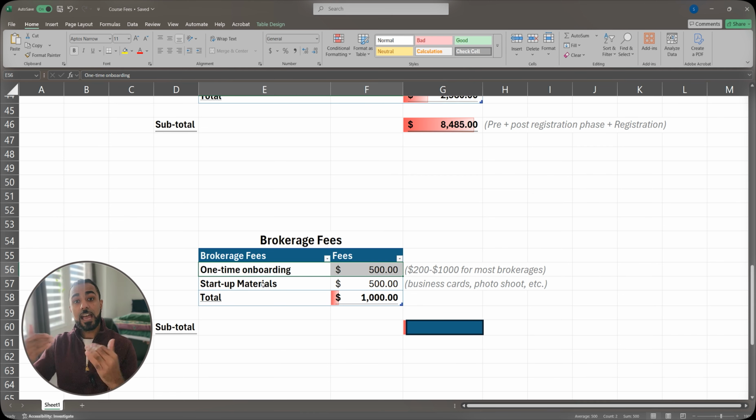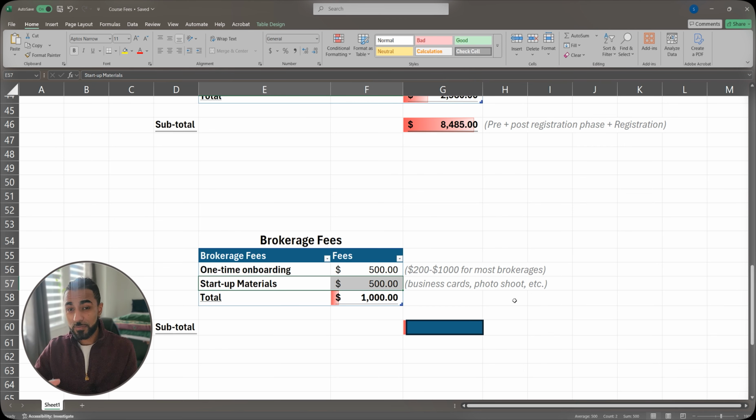Aside from that, I've just included a little bit of cost in terms of startup materials. So if you're becoming a realtor and you're planning to trade immediately, right? Become a full-time or part-time realtor, you're probably going to get business cards. You're probably going to get a photo shoot done. You might want to set up a website. You might want to get some sort of flyers to get started. Maybe you would put on ads. But you see, there's a lot of stuff we can add on to this.